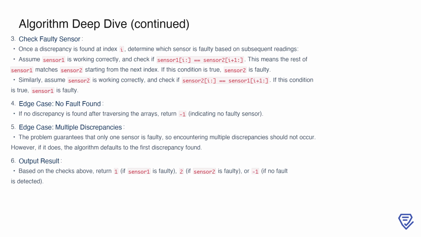Additionally, if no discrepancy is found during the traversal, we return -1 to indicate that no sensor is faulty. While the problem guarantees that only one sensor is faulty, the algorithm defaults to the first discrepancy found in case of multiple inconsistencies, though such scenarios should not occur. Finally, the result is returned as 1 if sensor 1 is faulty, 2 if sensor 2 is faulty, or -1 if no fault is detected.